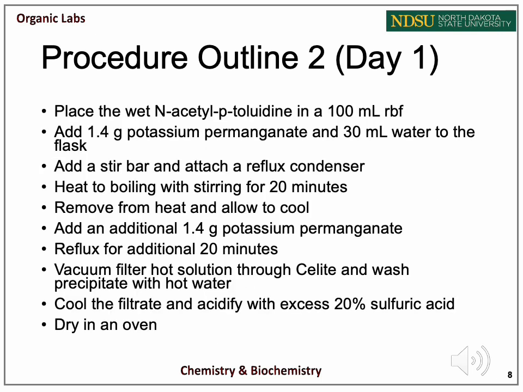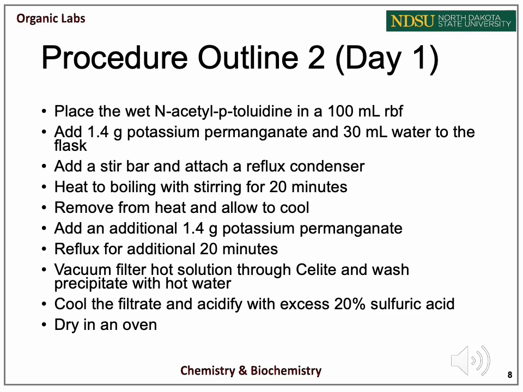Next, we will place the wet N-acetyl p-toluidine in a 100 milliliter round bottom flask. We will add 1.4 grams of potassium permanganate and 30 milliliters of water to the flask. This is for the oxidation step. We will add a stir bar and a reflux condenser. We will heat to boiling while stirring for 20 minutes. In other words, we will reflux for 20 minutes.